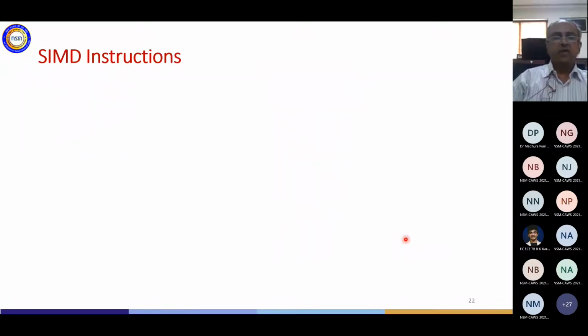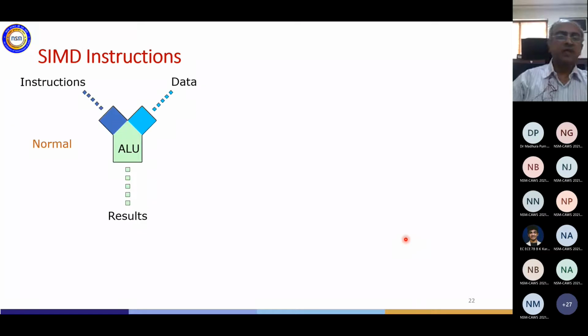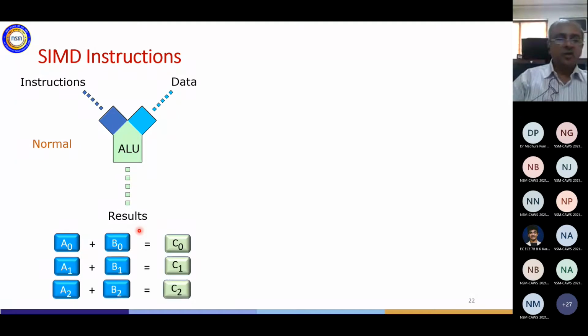I will also give a brief reference to SIMD instructions. We saw some time ago that the instructions operate on their corresponding data. Suppose you want to add three numbers. A0 is added to B0, A1 is added to B1, and A2 is added to B2, giving correspondingly C0, C1 and C2. These three additions are three instructions, and these numbers come in pairs as data.